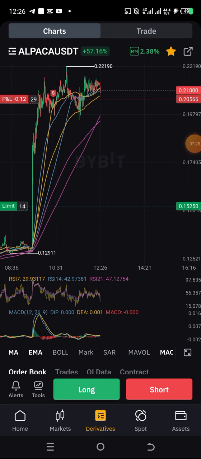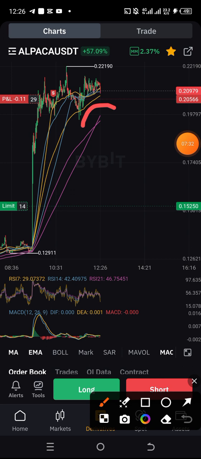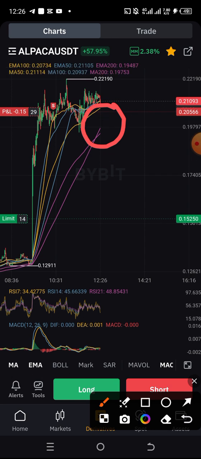Okay, position your MA 200 and EMA 200 right here, and identify which one is up and which one is down. You can see now they are crossing each other. So the two indicators are crossing each other. The first thing you need to identify is which one is up and which one is down.